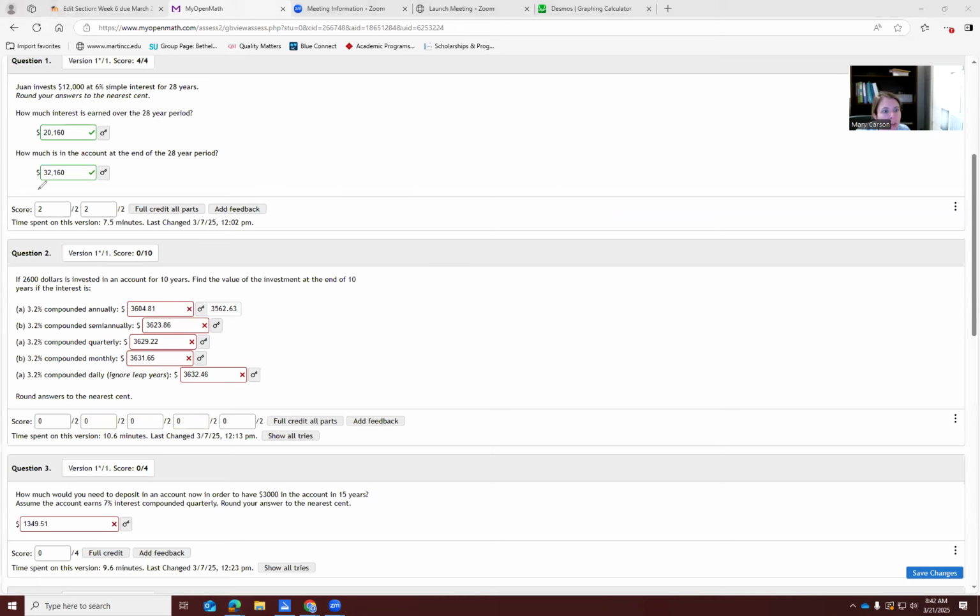So it says $2,600 is invested in an account for 10 years. So we're looking at 10 years, $2,600. We want to find the value of the investment at the end of 10 years, okay? And the first part says 3.2% compounded annually. So this tells you you're going to use the compound formula, which is A equals P naught (1 plus R over N) raised to the NT. And what I'm assuming is you're plugging this into the calculator wrong. So I want to make sure to show you how to plug this in.